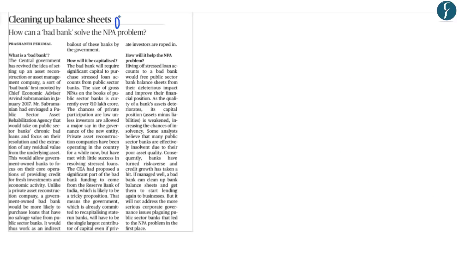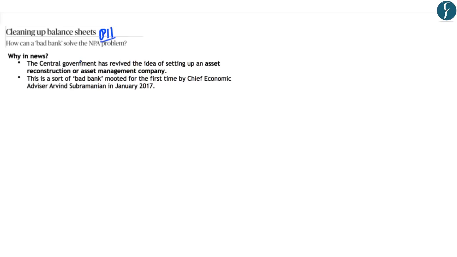Now we have taken this article from page 11. What this article talks about is that the central government has revived the idea of setting up an asset management company. This would be similar to the idea of the bad bank that was first given by the chief economic advisor Arvind Subramanian in January of 2017. Now the question is, what is meant by a bad bank?